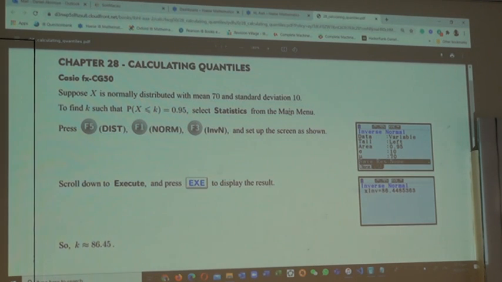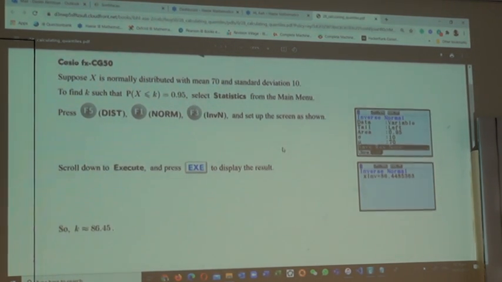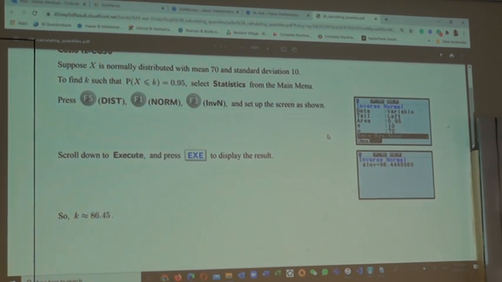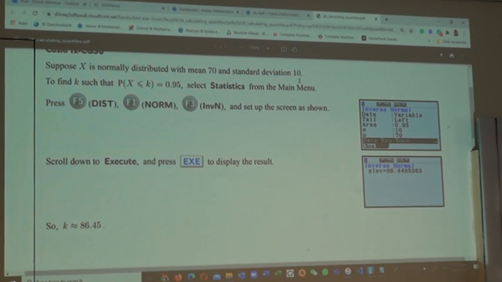You are interested in the value k such that the probability that x is less than or equal to k is 0.95. I will explain the tail in a bit. You don't have a calculator? You've done it. Nice.